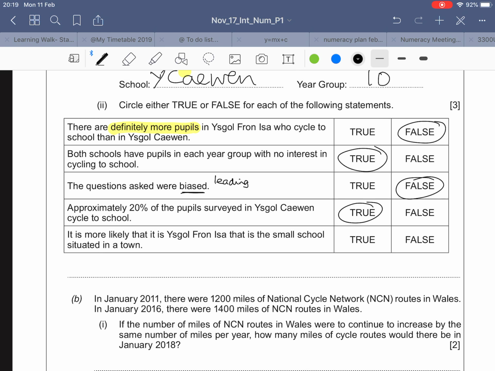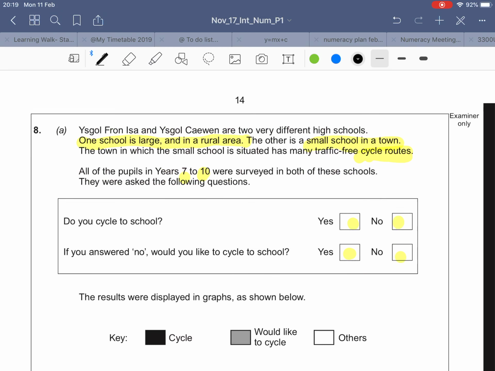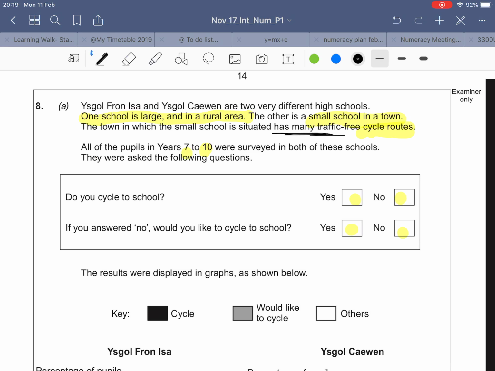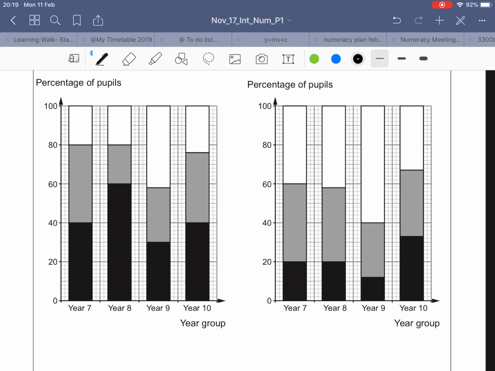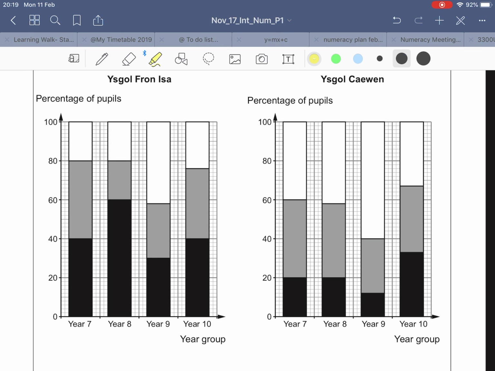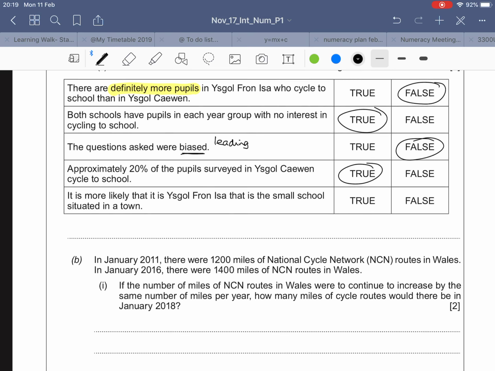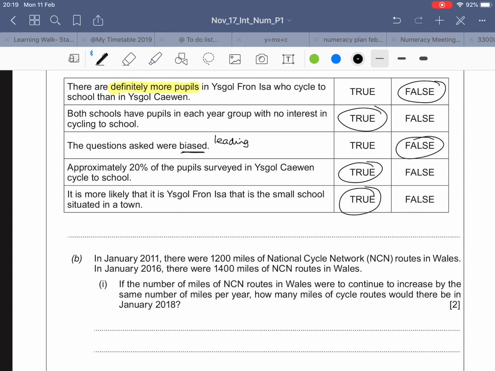And the last one, it is more likely that the Ysgol Fron Isa is the small school situated in the town. Well, they told me here that the one in town has lots of cycle routes, and I can see when I compare them that Fron Isa has far more pupils cycling to school than Ysgol Cynwen, which makes me believe that these pupils would be using the cycle tracks compared to these pupils who are using the country roads. So I would agree, and I would say true. Okay.